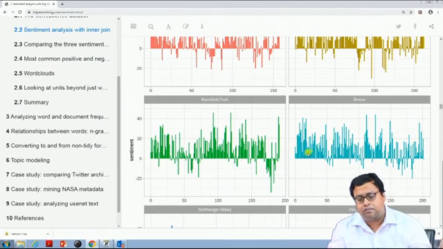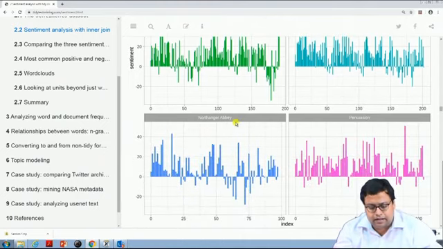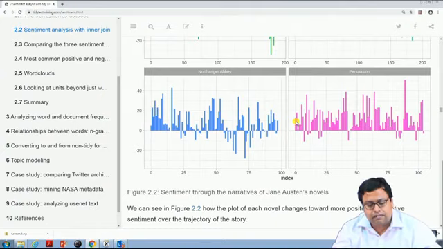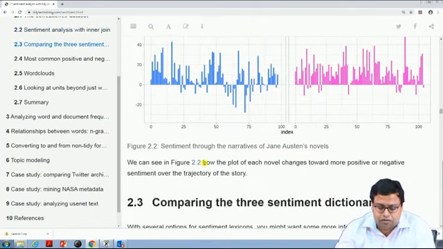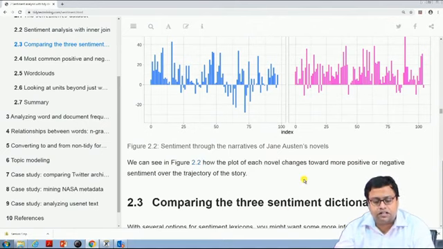Emma is straightforward, probably everything positive. In the last there will be some negative, but majorly positive. Here also in Mansfield Park, straightforward positive, major negativity is in the last, and then from a negative sentiment all of a sudden to very positive sentiment, which might not be a good way. Again, Northanger Abbey and Persuasion. Persuasion is absolutely positive. Everything is positive. So, we can see in figure 2.2 how the plot of each novel changes towards more positive and negative sentiment over the trajectory.